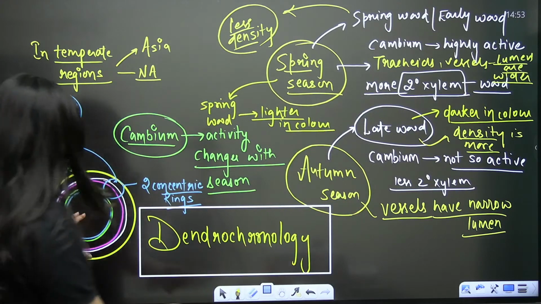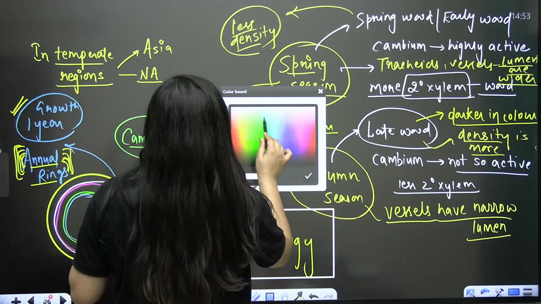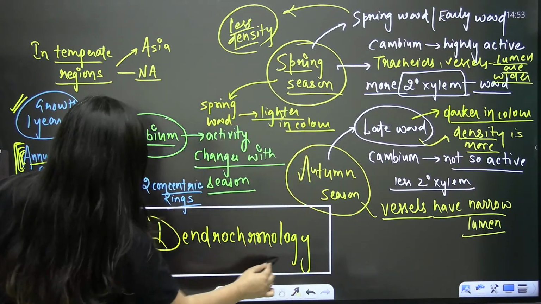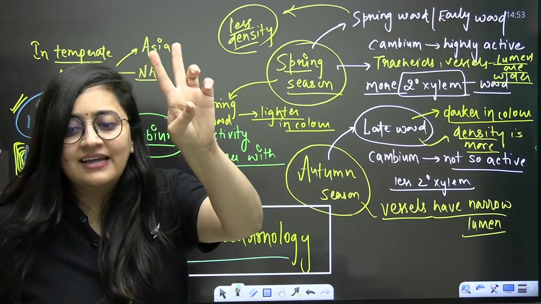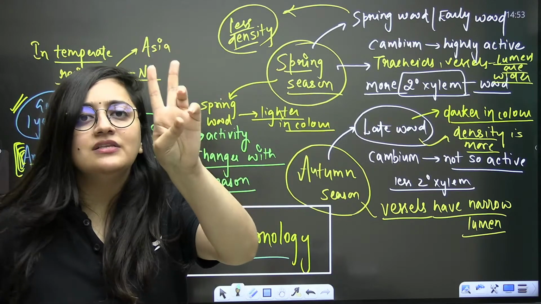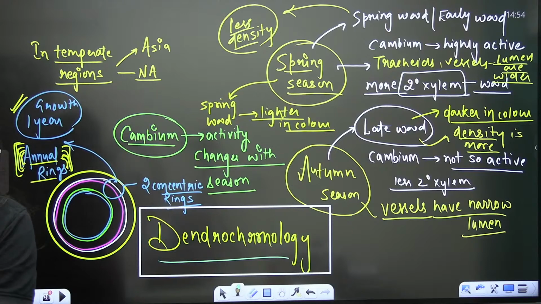So what are we doing here? We are just counting the annual rings. Two concentric rings, two annual rings, means 1 year. So that's how you can even calculate the age.